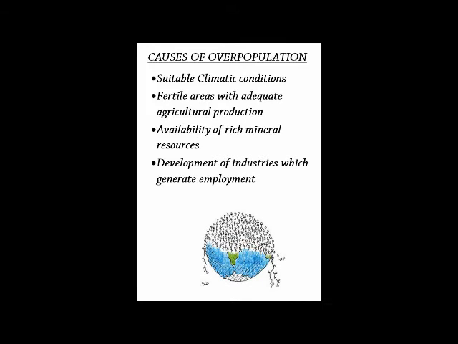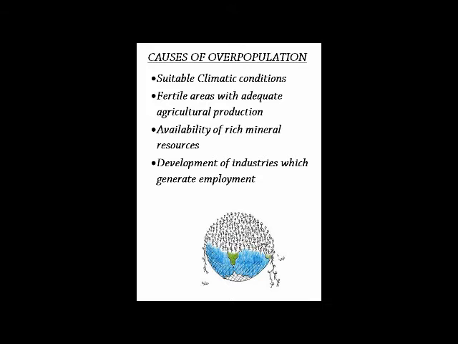Next, we come to the various causes or reasons of overpopulation. The first one, suitable climatic conditions. If the climatic conditions are good enough and favorable for a person to live, then the place will be overpopulated. Next one, fertile areas with adequate agricultural production. If people are living in very fertile areas and they have good methods of agricultural production, then that place becomes overpopulated.